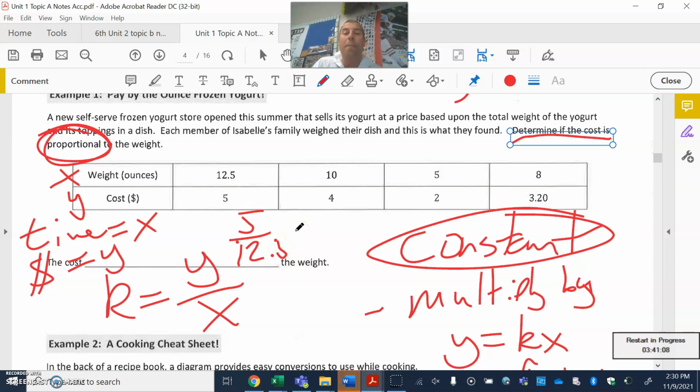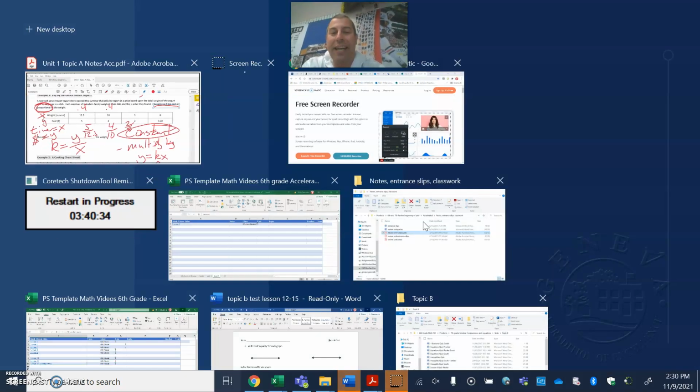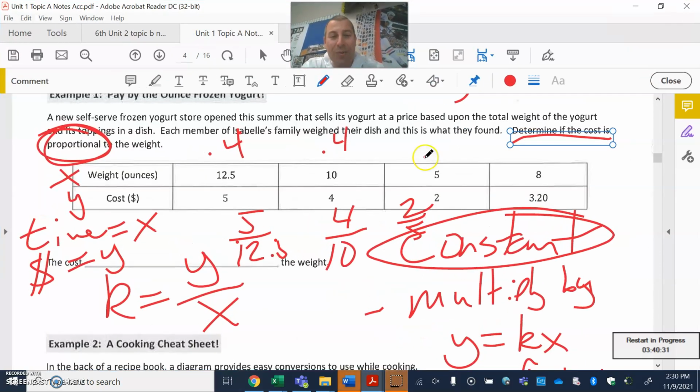So if I reach for my calculator, 5 divided by 12.5, we get 0.4. What I'm checking for is, do I get 0.4 every single time? Well, if I do 4 divided by 10, I don't need a calculator there. 4/10, yes, that's the exact same. If I take 2 and divide it by 5, and again, remember, it's the y over the x, those y's are on the bottom. If I do 2 divided by 5, I also get 0.4 as well.